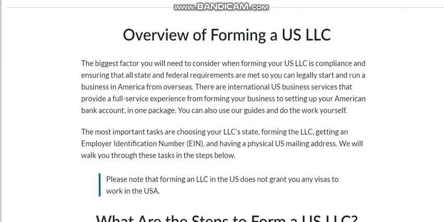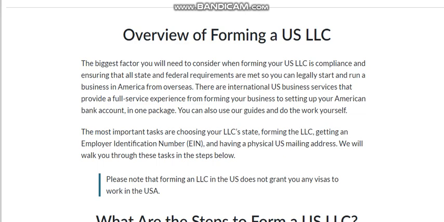The biggest factor you will need to consider when forming your US LLC is compliance, ensuring that all state and federal requirements are met so you can legally start and run a business in America from overseas. There are international US business services that provide a full service experience, from forming your business to setting up your American bank account in one package. You can also use our guides and do the work yourself.